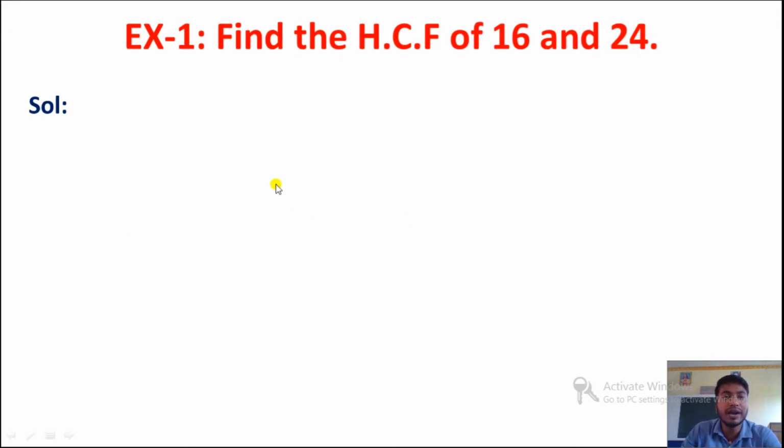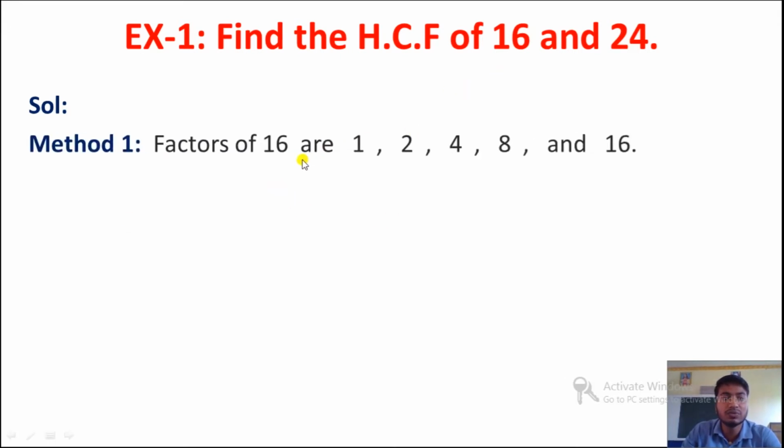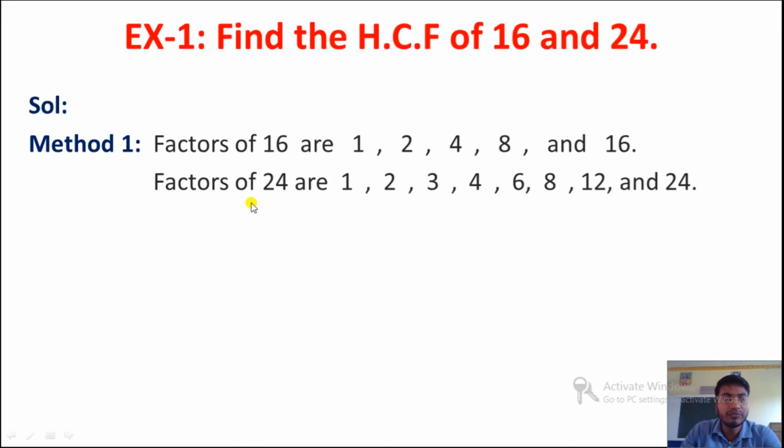So first we will find the factors of 16. The factors of 16 are 1, 2, 4, 8 and 16. That means by these numbers we can divide 16 completely. Same way we will find the factors of 24. So factors of 24 are 1, 2, 3, 4, 6, 8, 12 and 24. Now what we have to do, we have to check the common factors in both.